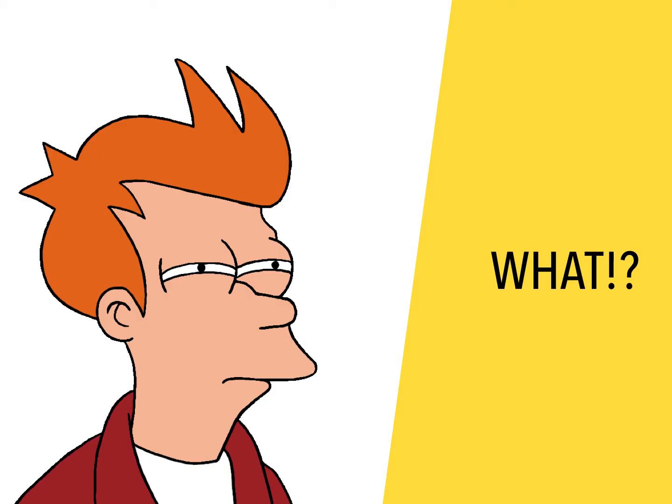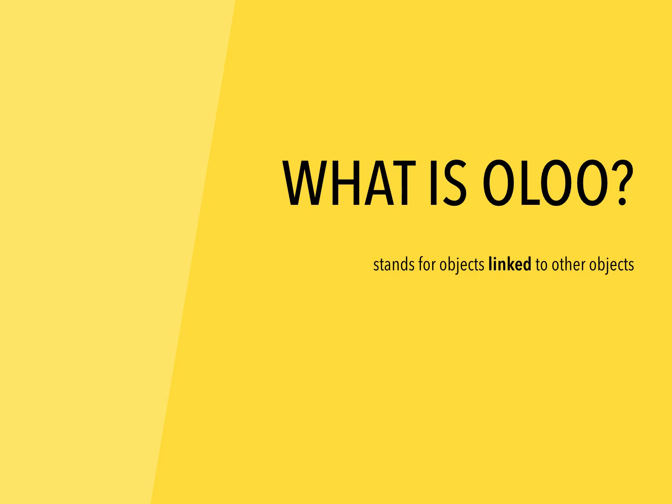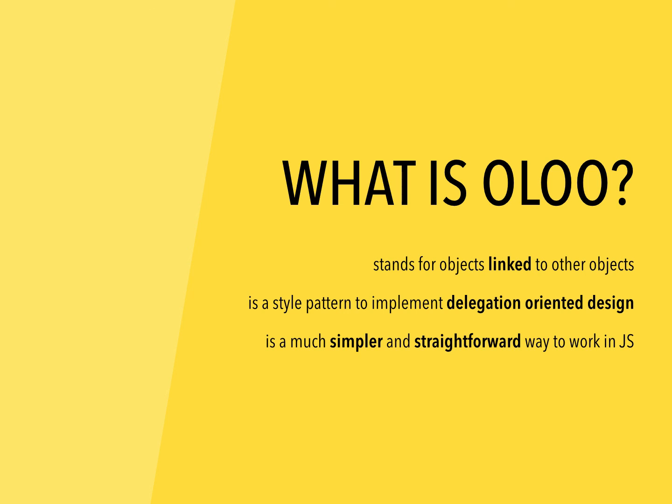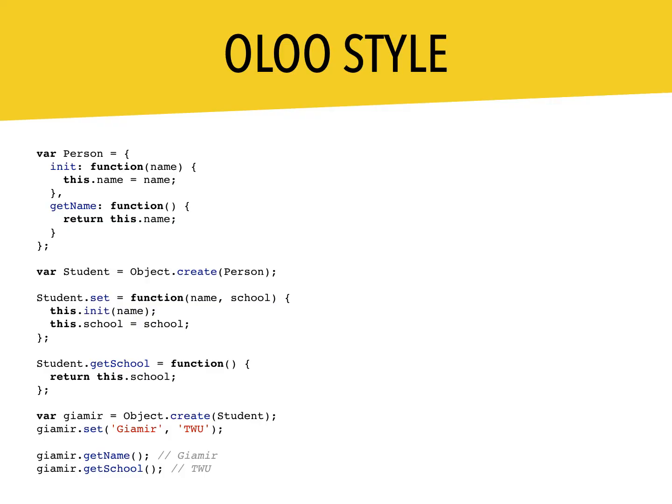And yeah, what is OLOO actually? OLOO just stands for objects linked to other objects, and it's a style pattern that you can use to implement delegation-oriented design. And it always embraces the nature of JavaScript. It is a much simpler and straightforward way to work with JavaScript. And for me, the best part about OLOO is that we can get rid completely of the confusing operator new. New was so confusing for me when I started to learn JavaScript. So this is how OLOO style looks like.